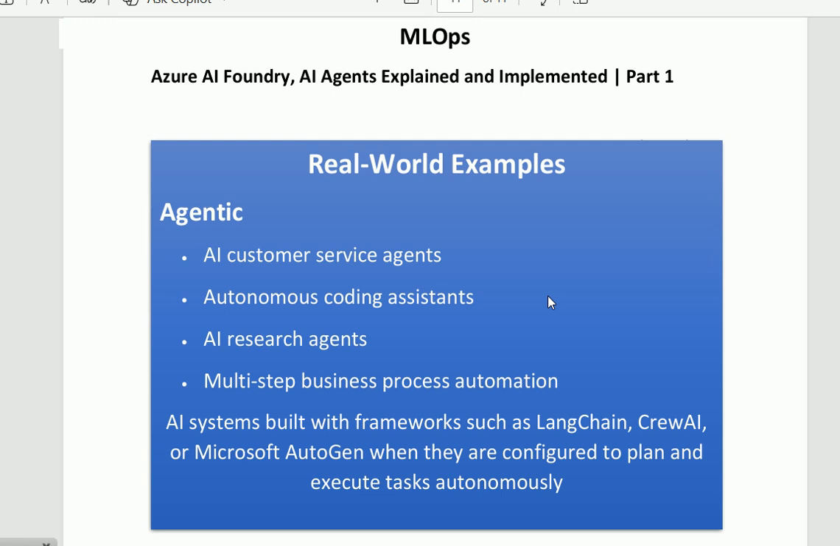I have also explained in detail the different examples for non-agentic and agentic, and also explained the difference between the non-agentic workflow and agentic workflow. In the next part of this series, I shall also explain the different surfaces of Azure AI Foundry. By using these surfaces, we shall configure the AI agent.